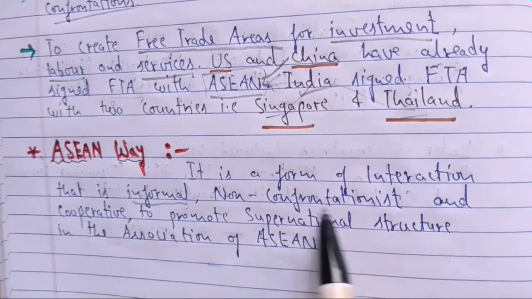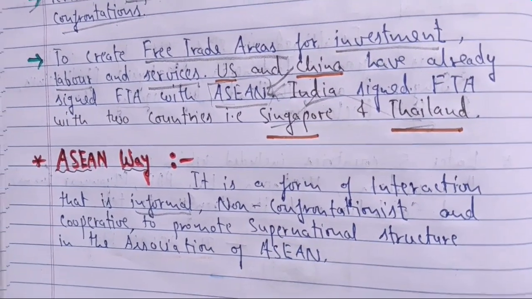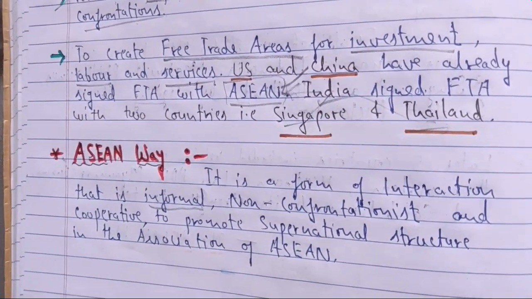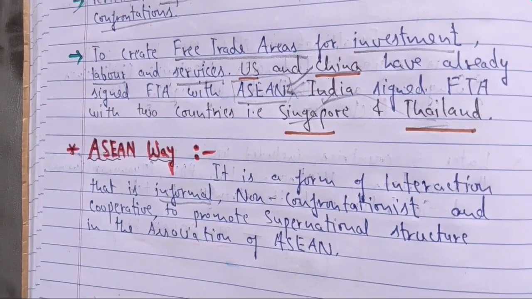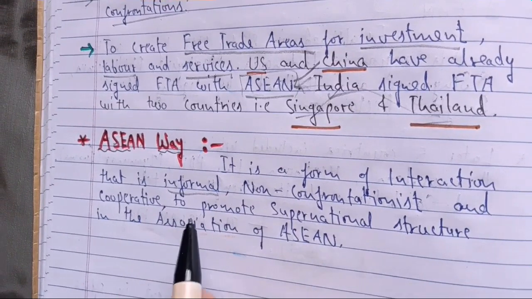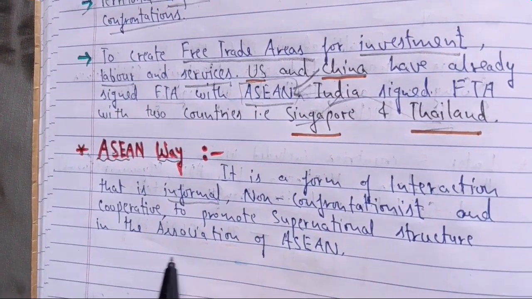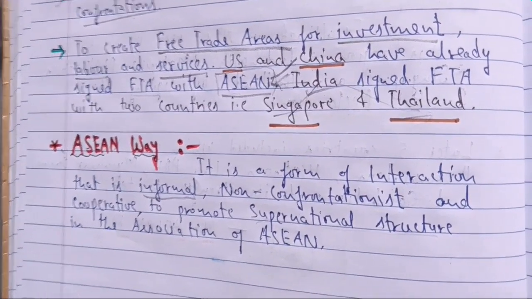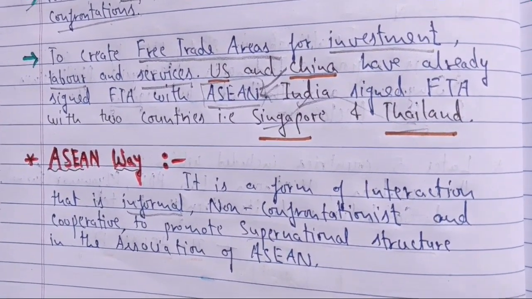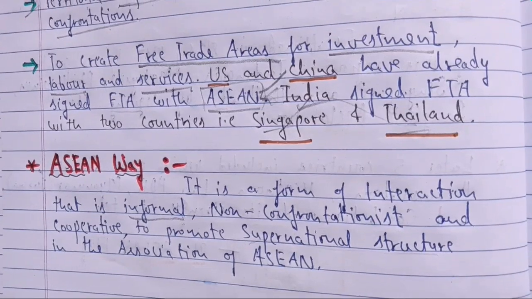And next was non-confrontationalist. Non-confrontationalist means they did not have any arguments regarding any of the topics. They found solutions with peaceful methods and cooperation to promote a supranational structure in the association. This supranational structure means there will be equality among these 10 countries. No country will be influencing or dominating over the other.